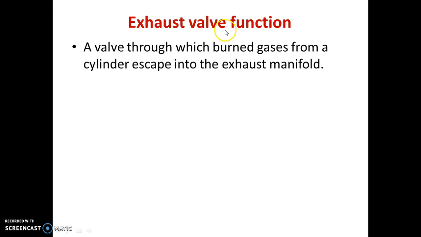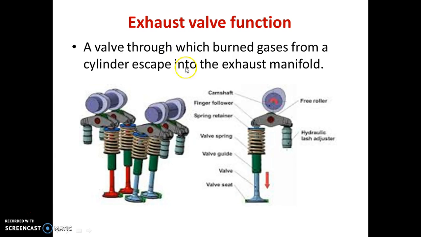Next is exhaust valve function. As we have seen, the exhaust valve is used to expel out the burnt gases out of the combustion chamber. So this is the layout for the exhaust valve. It mainly consists of valve stem, then this is valve head, this is the spring against which the valve is moving in upward direction, and this is the mechanism which is provided for the operation of the exhaust valve. Thus, the exhaust valve function is to expel out the burnt gases from the cylinder into the exhaust manifold.